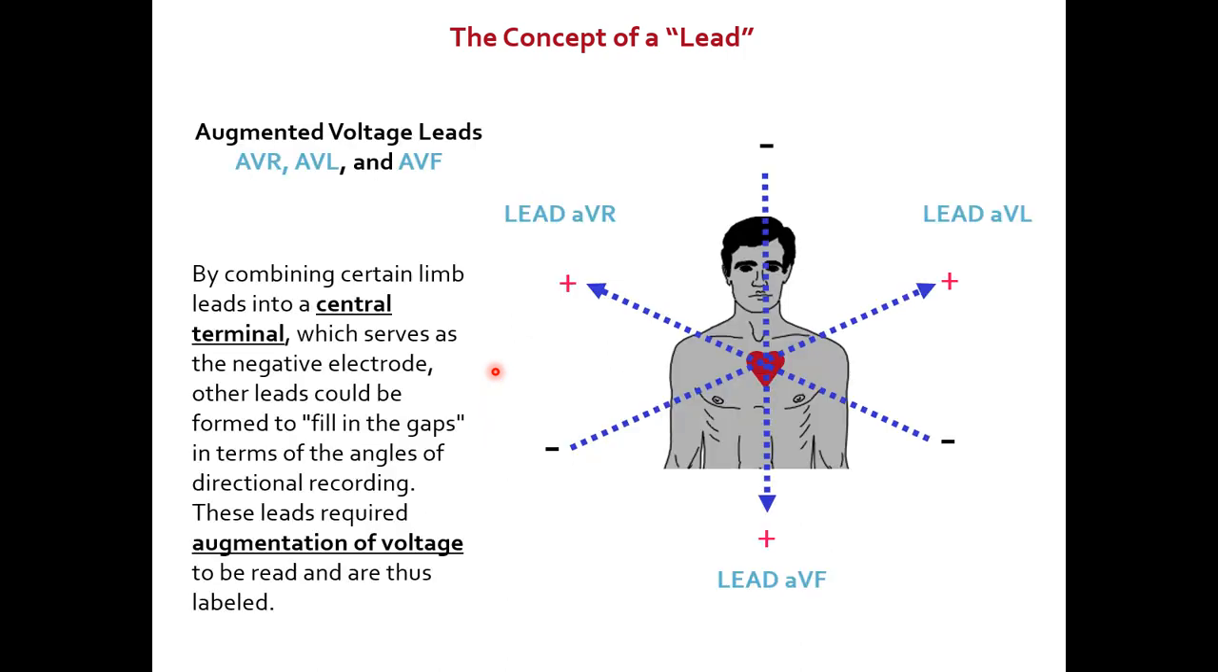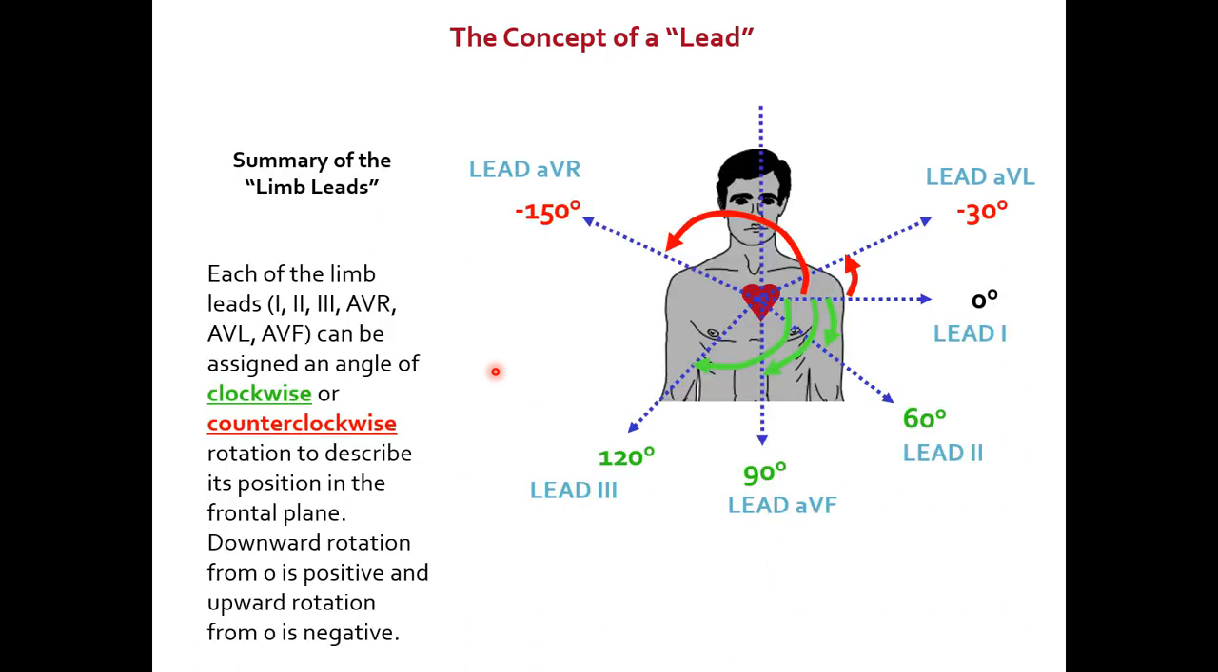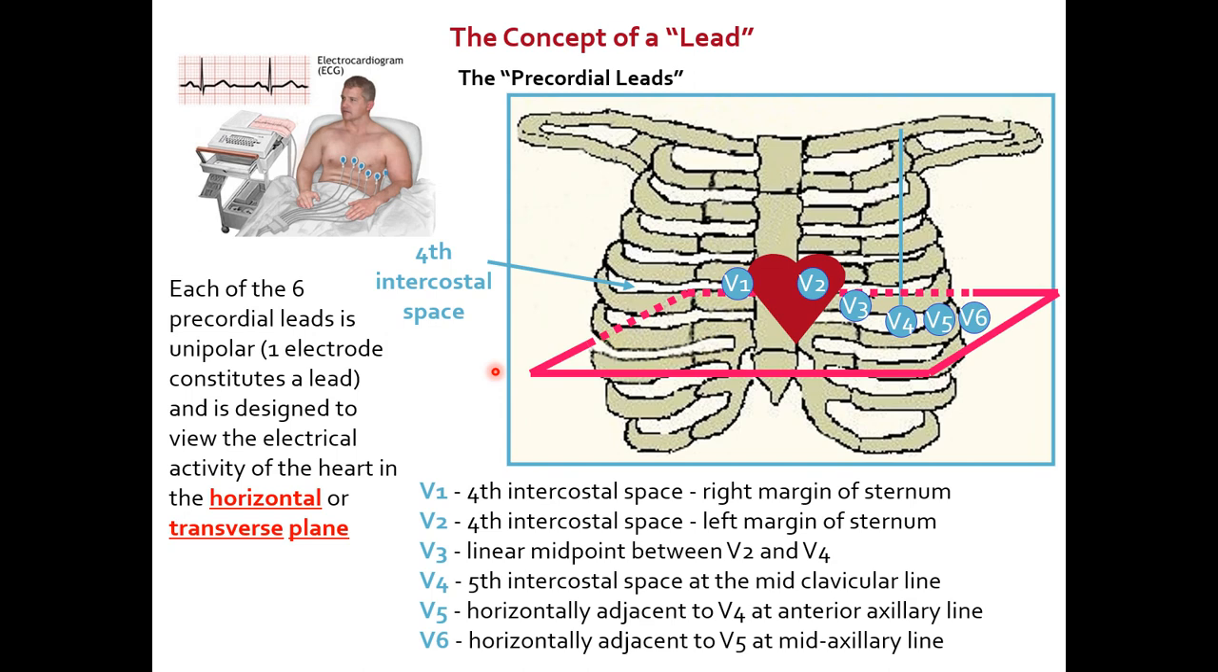So then there are the other leads, AVR, AVL and AVF. These are called the augmented leads, in which the negative electrode is incorporated into the machine and there is just the positive electrode on the limb. Okay. So these are the chest leads. There are 6 chest leads, V1, 2, 3, 4, 5 and 6. And these leads are applied on the precordium.